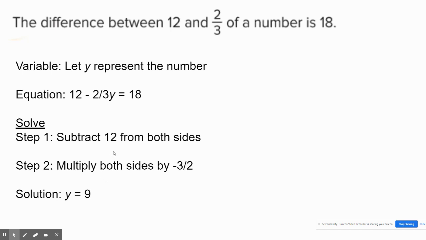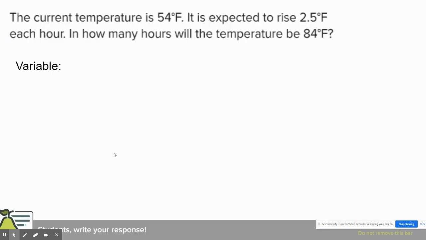Again, that was last week, and we're going to practice some more this week as we go through. The current temperature, this is an example of a problem. We're going to do one of them for homework, but we're going to work more on this on Wednesday. Wanted to give you one today just to throw it at you. The current temperature is 54 degrees. It's expected to rise 2.5 degrees Fahrenheit each hour. In how many hours will the temperature be 84 degrees?